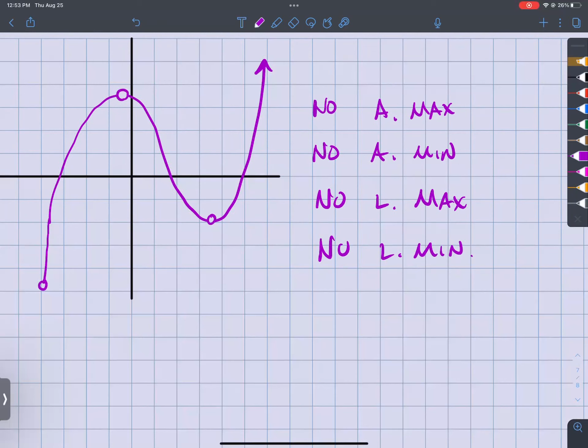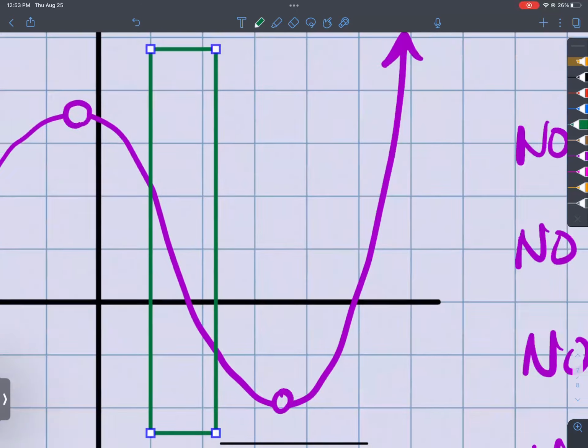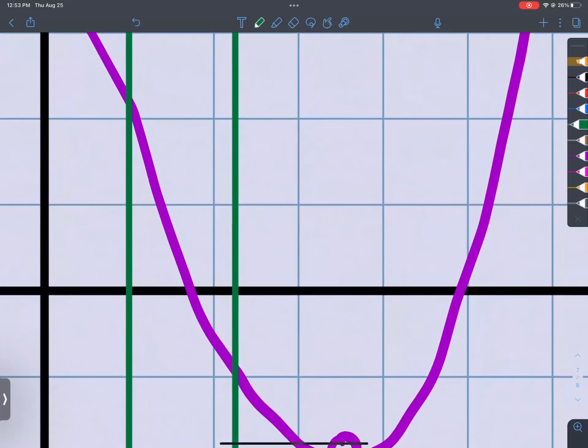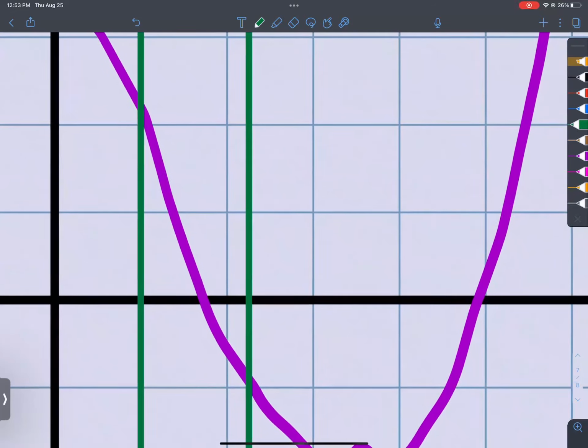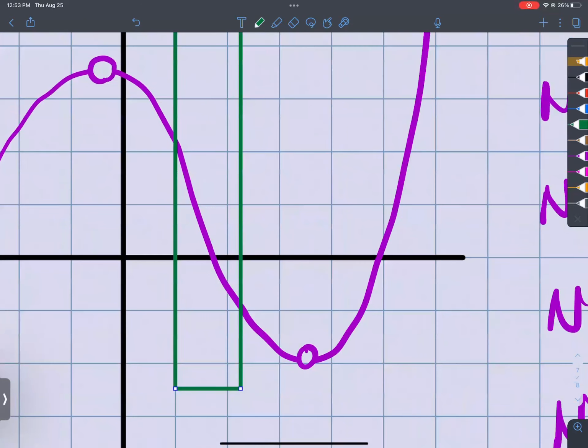Does that make sense? Now, don't get me wrong. They might say, hey, I'm going to give you an interval. I'm going to give you a window. So let's say they give you a window like this. If they only give you a window like this, then you can talk about a global max and a global min. Does that make sense? Because then it's cutting everything else out and just blowing that piece up. In this case, yes, if they only give you an interval.